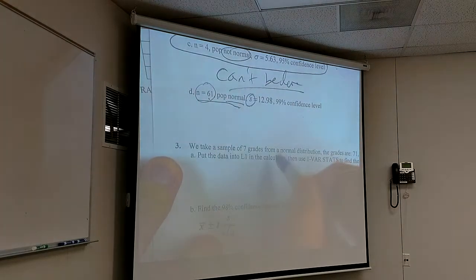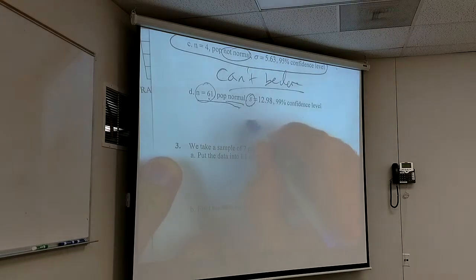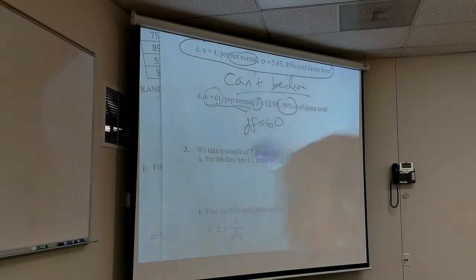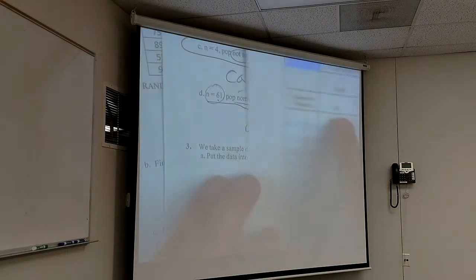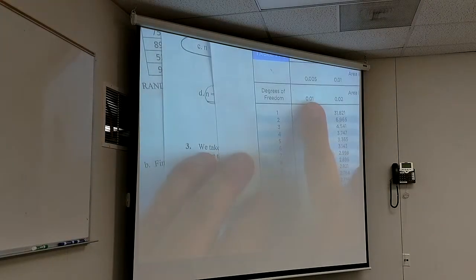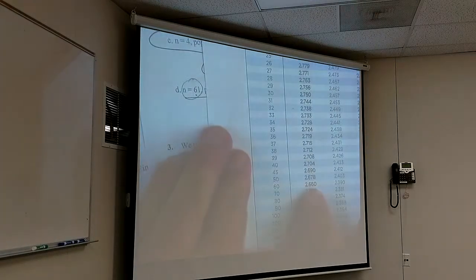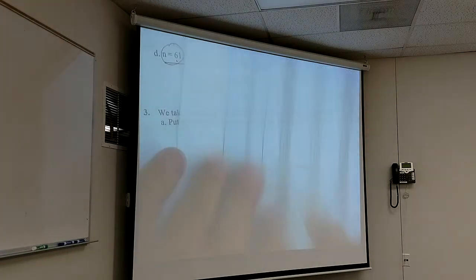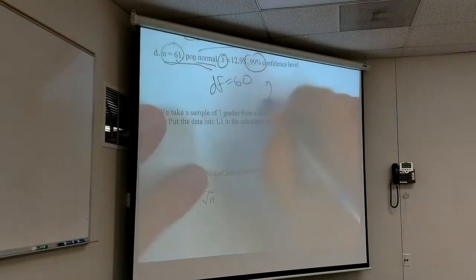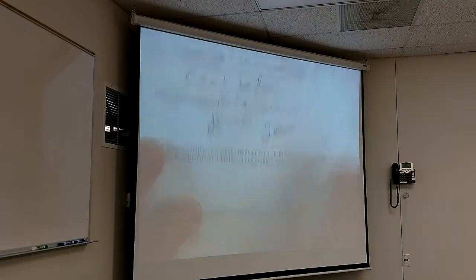We only know S, so we use a T-score. Degrees of freedom is 60. 99% confidence means the first column, 1% in two tails. Stop at 60, and I get 2.660. I always like that it kind of goes with the 1.660 up here. 2.660.